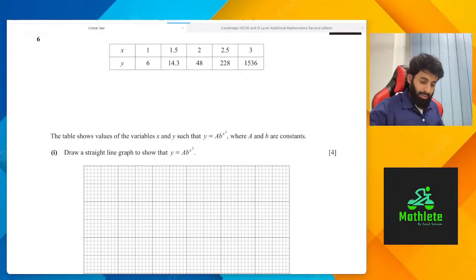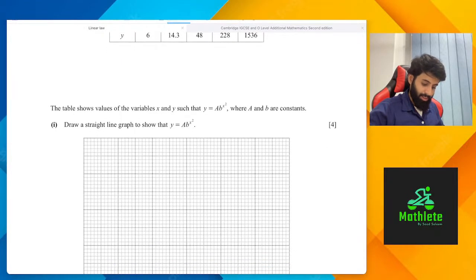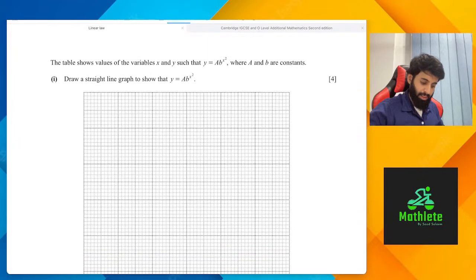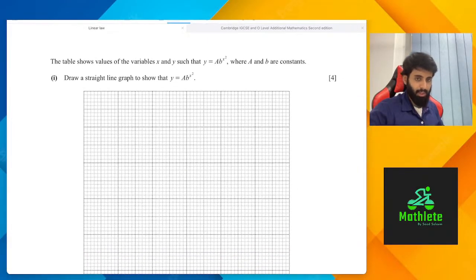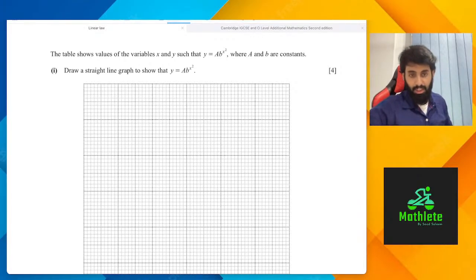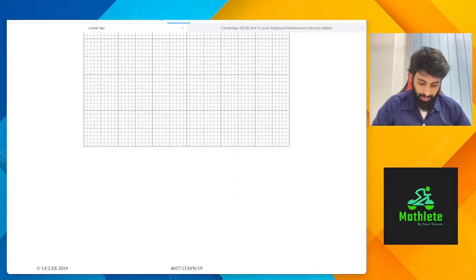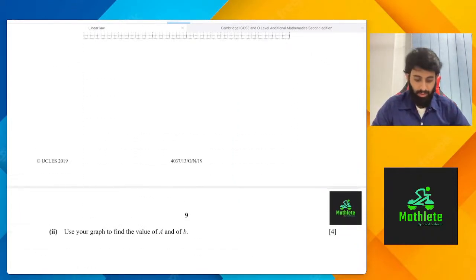So it says here the table shows values of the variables x and y such that y is equal to a b to the power x square, where a and b are constants. Draw a straight line to obtain y to show that y is equal to a b to the power x square. Okay, now in questions like these, what you have to do is you have to decide yourself what to plot against what. And this by the way is a fairly recent question, it's not like really old.